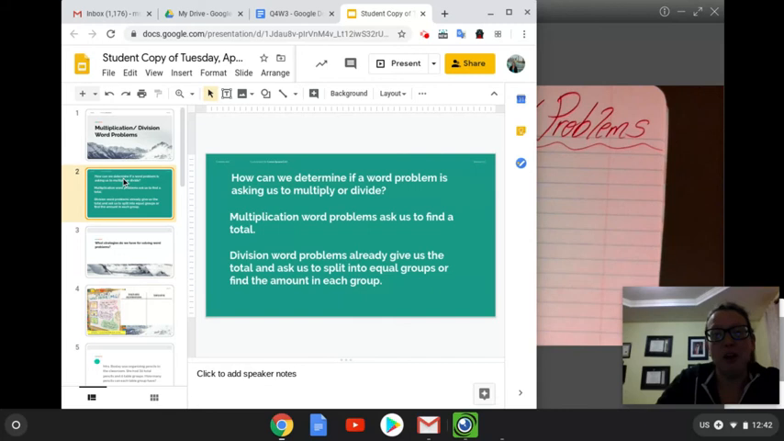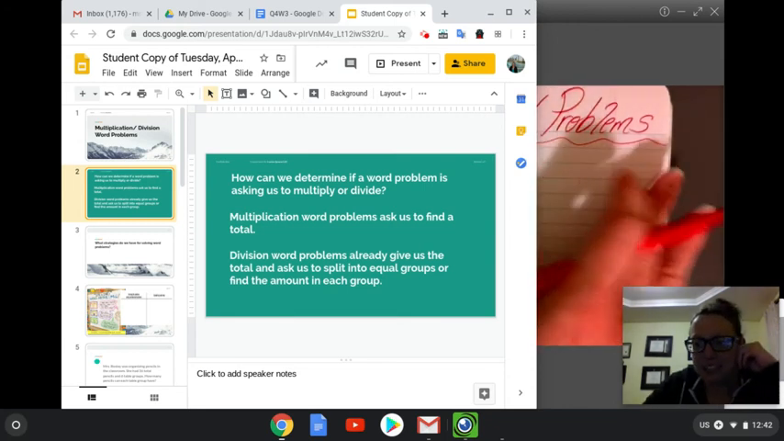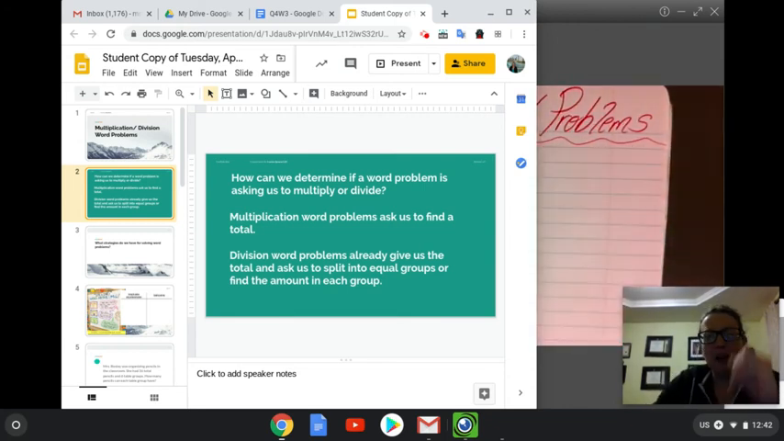Let's look at this. So first, we want to look at if a word problem is asking us to multiply or divide. And that's why we go back to that other sheet that we had. Multiplication word problems are asking us to find a total. In division word problems, they give us a total, and we're splitting that total. We're dividing that total into equal parts or equal groups.